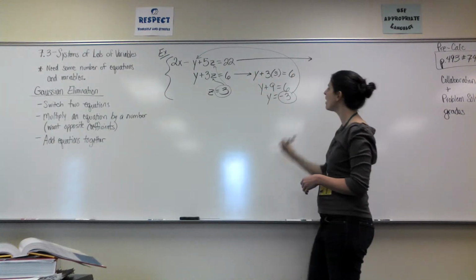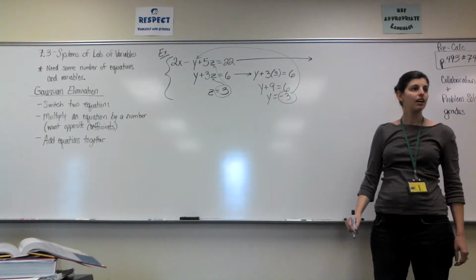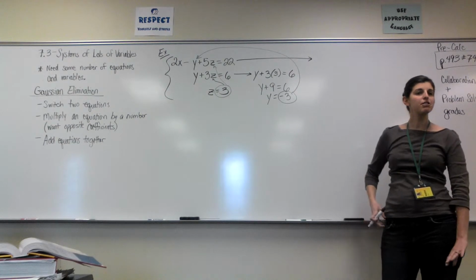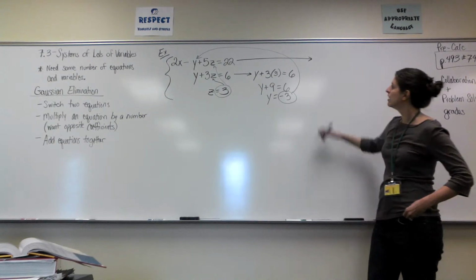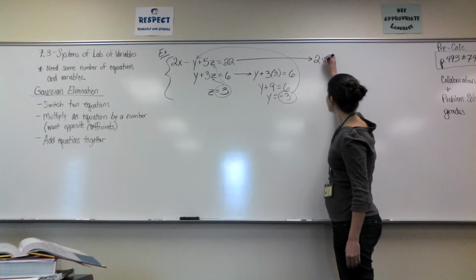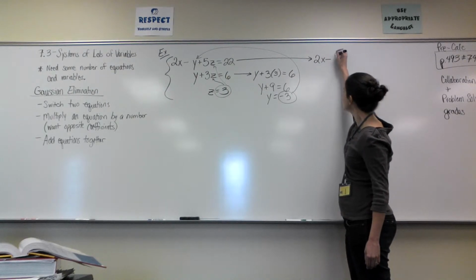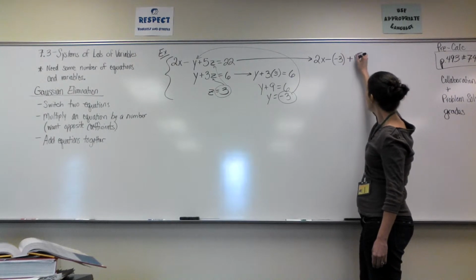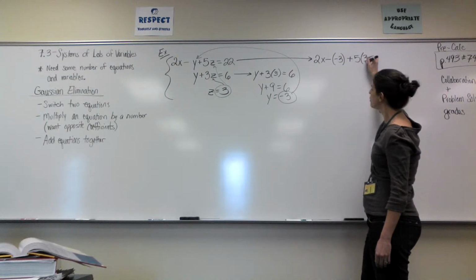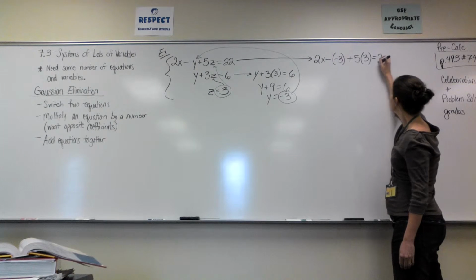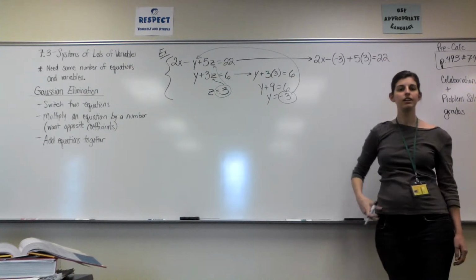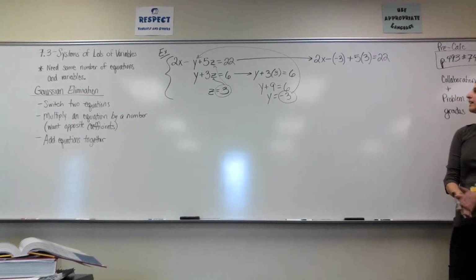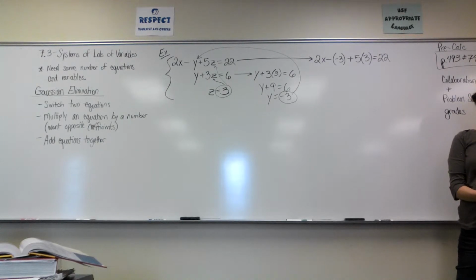So if I rewrite the top equation, be very careful when you're substituting not to drop any negatives. All right, if I rewrite the top equation, I get 2x minus the y value of negative 3 plus 5 times the z value of positive 3 equals 22. Okay, let's solve for x.